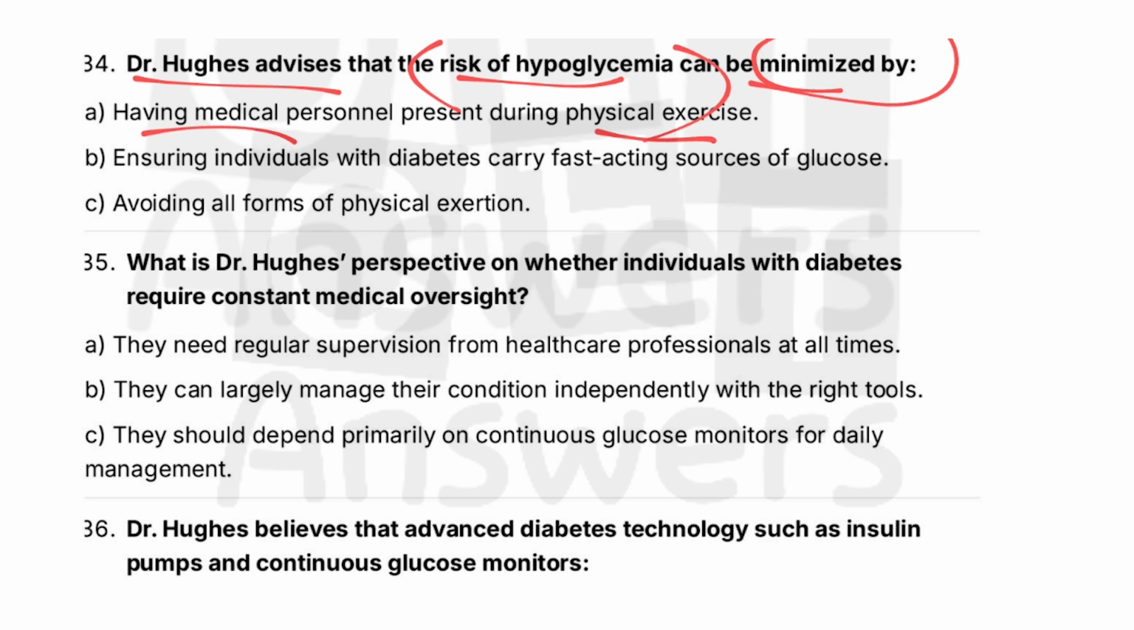The second thing is ensuring individuals with diabetes carry fast-acting sources of glucose. Fast-acting sources. By taking that, you can reduce the risk of hypoglycemia. And then the last one is avoiding all forms of physical exertion. No physical exercise hereafter, no muscular activity. So C is given. So three of them have different statements. So you have to select which is most appropriate from the audio and which is suitable for the question that you can look at last.